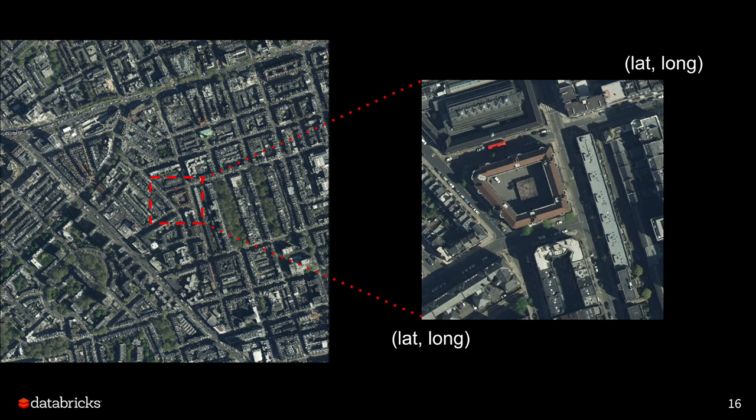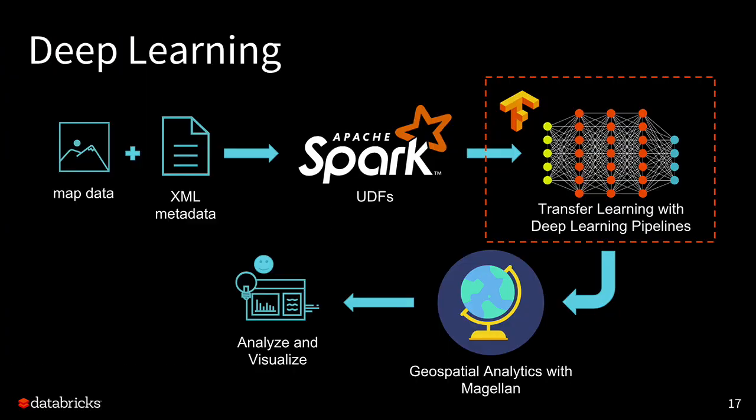So we do that by cutting the image up with Spark UDF, and then that's what you see on the right-hand side. That's a sample image chip. And then we generate the corresponding latitudes and longitudes for the bottom left corner and the top right corner. So now that we have lots of image chips from each image, what we're going to do is to put them through our deep learning pipeline.